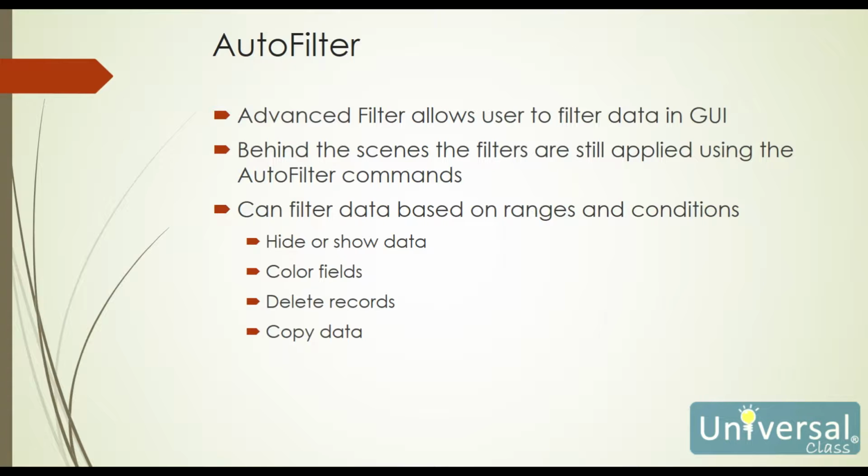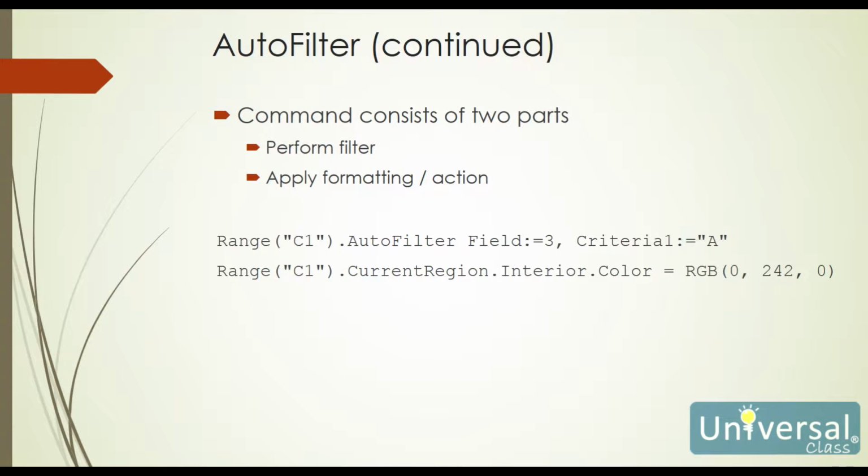It can filter data based on ranges and conditions. We can hide or show data, we can color fields, we can delete records, we can copy data, and a lot of other stuff. Any of the AutoFilter commands are going to consist of at least two parts. The first part is that we need to perform the filter. So what we're doing is we're looking for some sort of criteria. You'll see here that we're using a range, and the range in this case is going to be C1. Then we're going to use the AutoFilter, and what we're doing is we're looking for a criteria where something is equal to A. The next thing is we're going to apply the formatting. So the next line here is the actual application of the formatting that we want to do to whatever range was selected by the filter.